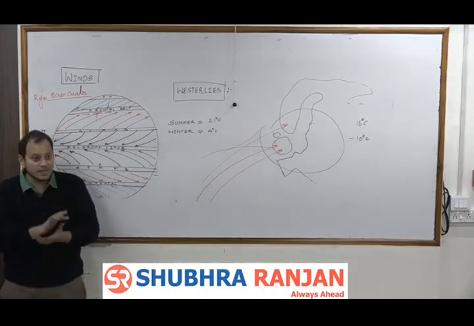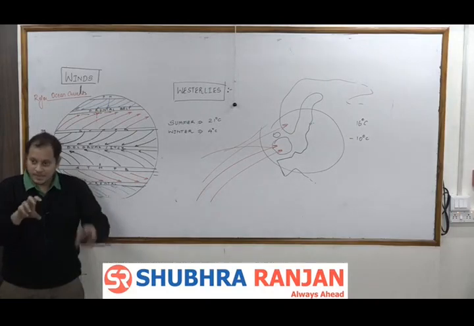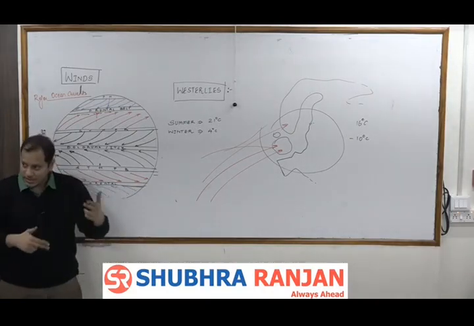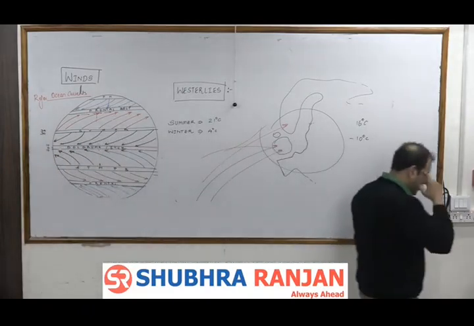In fact, we say Britain has no climate, only weather. Why? Because climate is a constant phenomenon. Weather keeps on changing. That is because of the westerlies. So you can take these two points.